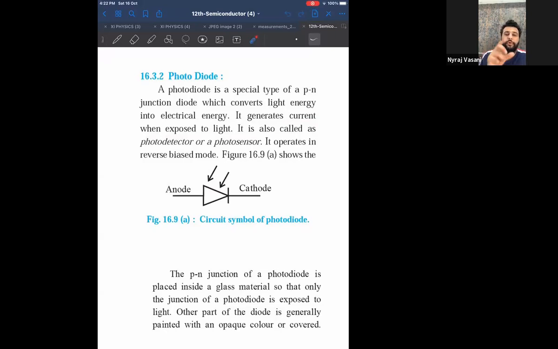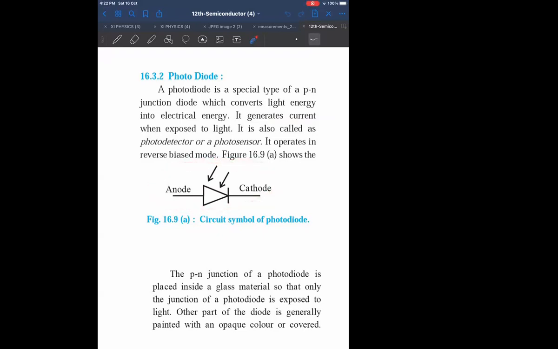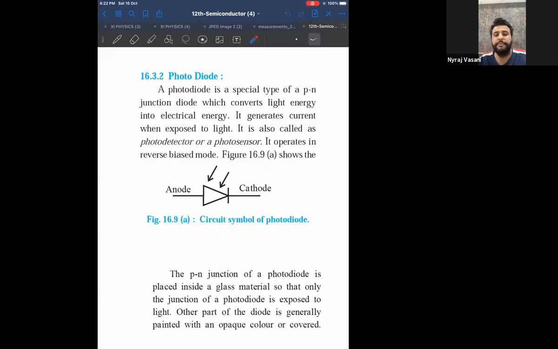Therefore, what is the name? Photodiode. What is the meaning of the word photo in English? Light. Therefore, light diode. That means a diode which converts light energy into electrical energy is called as photodiode. And look at the symbol of photodiode. Like solar panel.